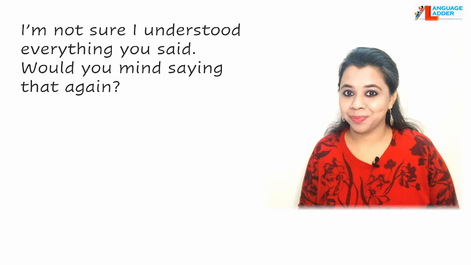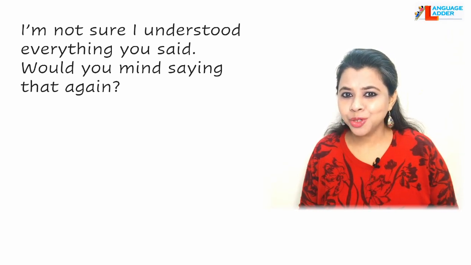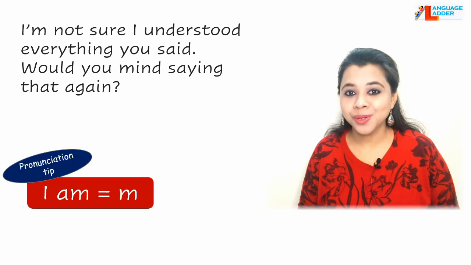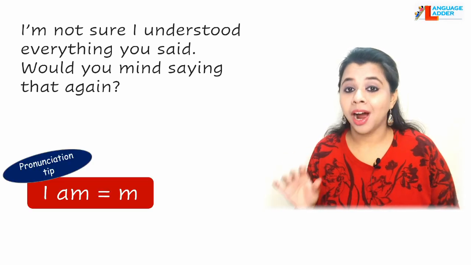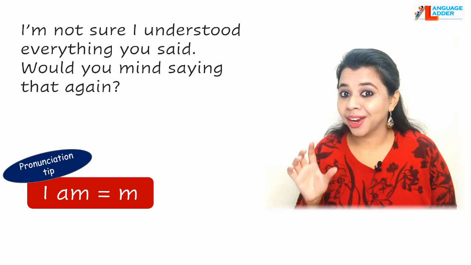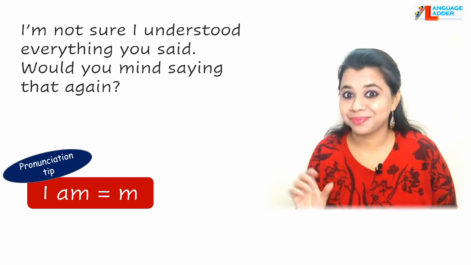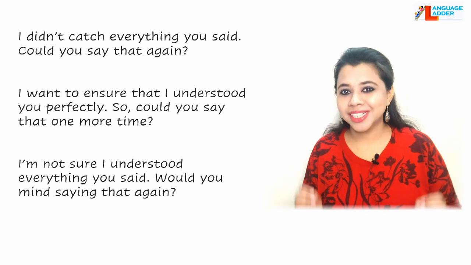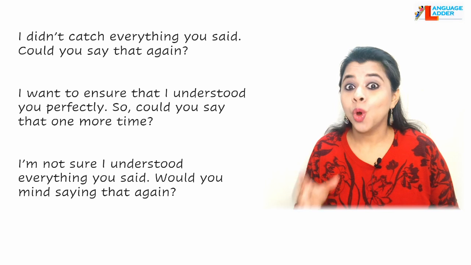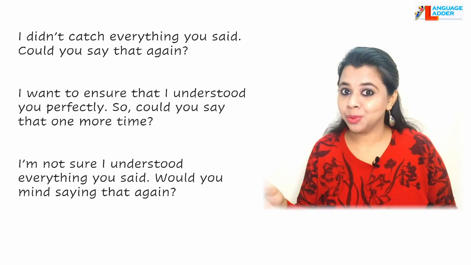Expression number 3. I'm not sure I understood everything you said. Would you mind saying that again? I'm not sure I understood everything you said. Would you mind saying that again? Now notice I and am are spoken together and it sounds I'm not sure I understood everything you said. Now when you use this kind of language, you are telling them I don't understand without using these 3 words.